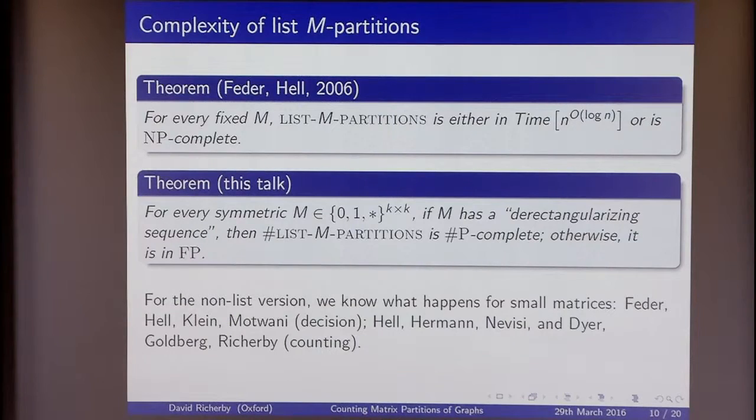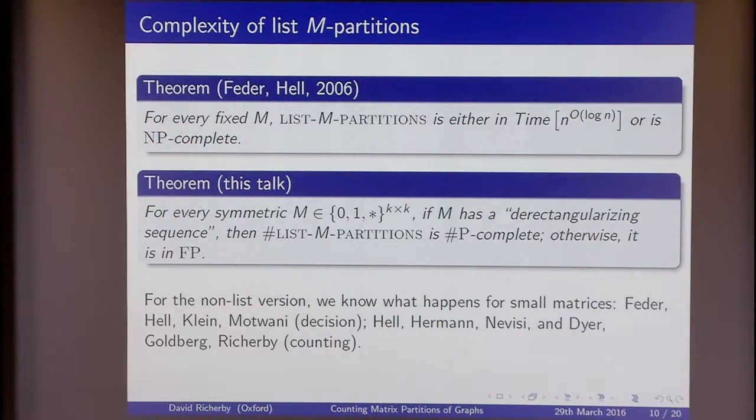So that's for decision. For counting, there is again a dichotomy for matrices of size up to 4 by 4, which, I think, is also the size for the decision version, and isn't the biggest matrix you'll ever see. Actually, I think the techniques we used here could be pushed to 5 by 5, but probably wouldn't be worth the effort. And the criterion here is exactly the same as it is in the list case.